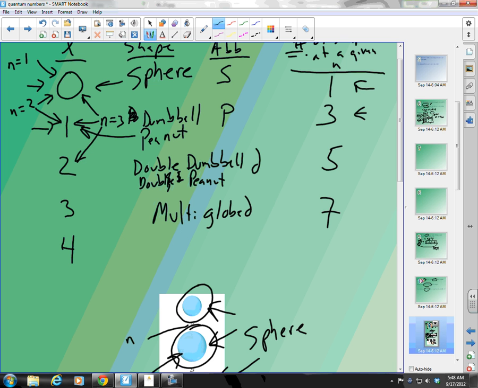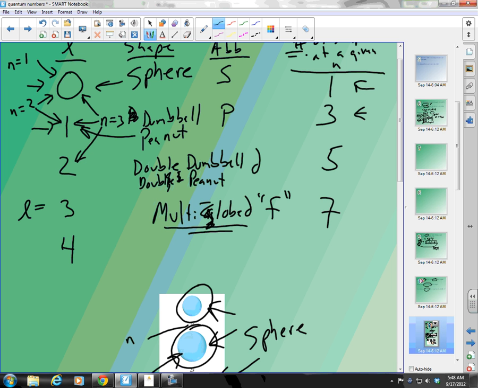These are called multi-lobed. Sorry, I got confused. Multi-lobed. So when L is equal to 3, I have multi-lobed, and we call that an f orbital. And I have no idea what multi-lobed looks like. It's too hard for me to think about, and it's probably like the Gehry band shell up in Chicago, which has all kinds of weird shapes to it. And we don't have to worry about what a multi-lobed looks like.